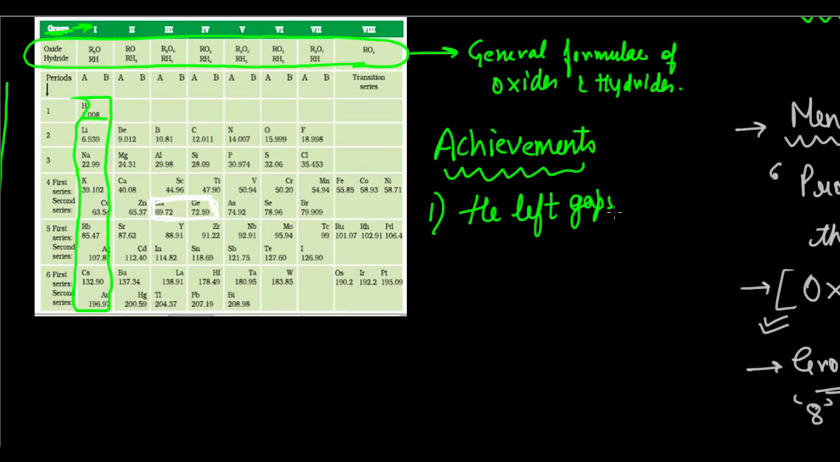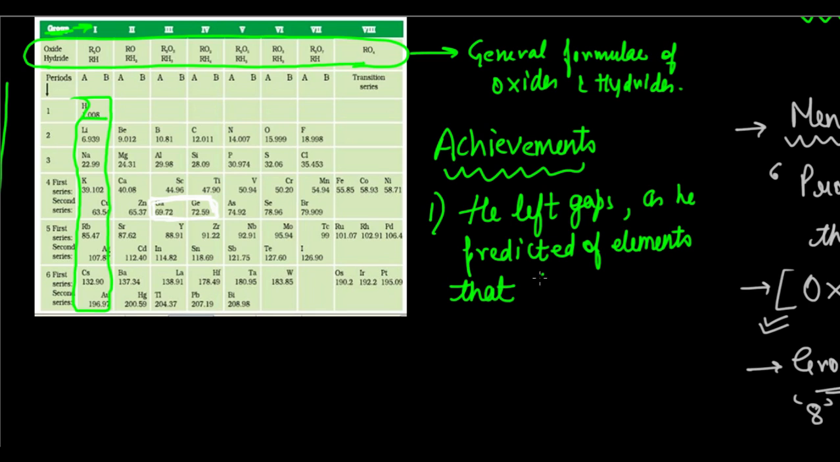Why the hell did he leave gaps? Well, he left gaps because he predicted the properties of elements that could be discovered in the future.